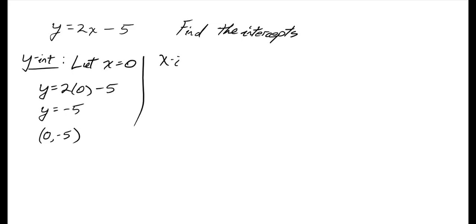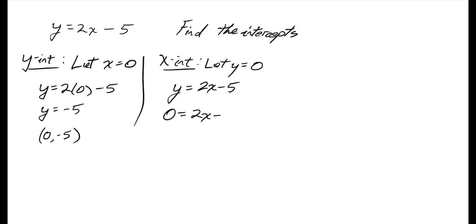Now let's look for our x-intercept, and we're just going to do the opposite. Okay, to find the x-intercept, we're going to let y be 0. So same equation, y equals 2x minus 5. We're going to put a 0 into the y. Now we're looking for the x to make this equation true. So in this case, we have to get x by itself. In other words, we have to solve for x.